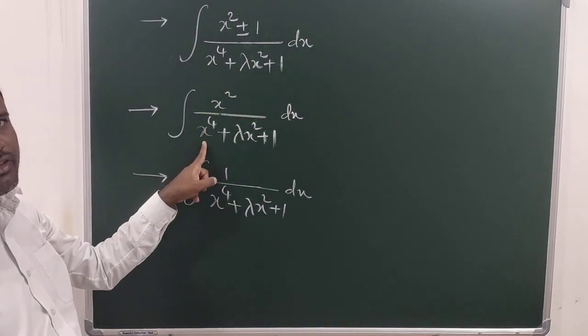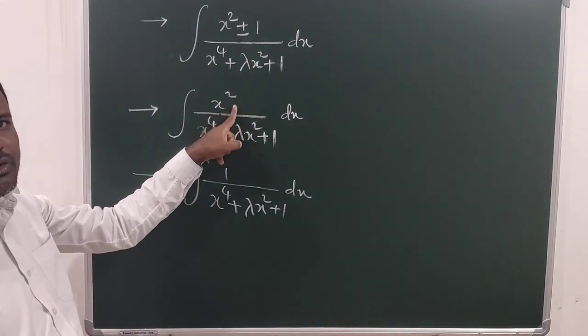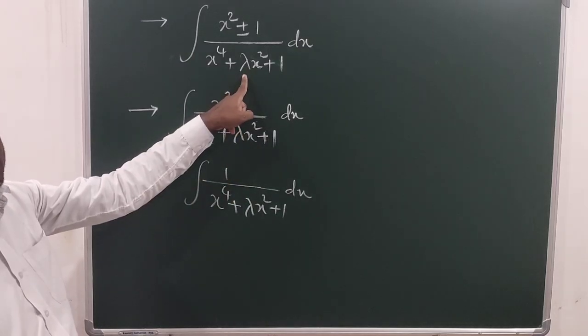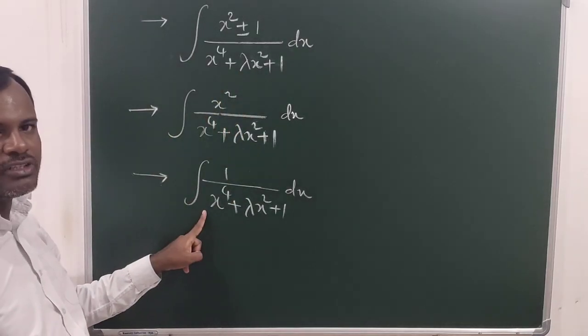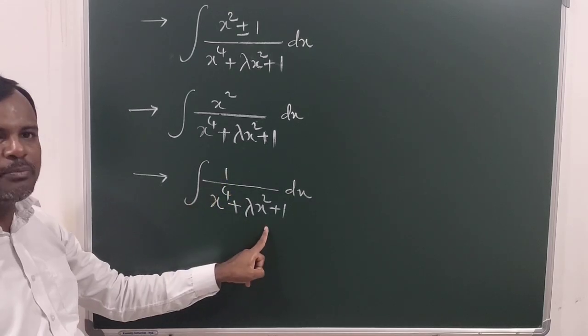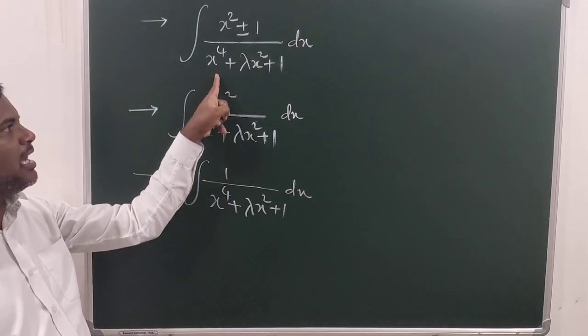And come to the second one. In the numerator part, only x square is there. In the denominator part, same as the previous one. And come to the third one. In the numerator, 1 is there. In the denominator part, as above.